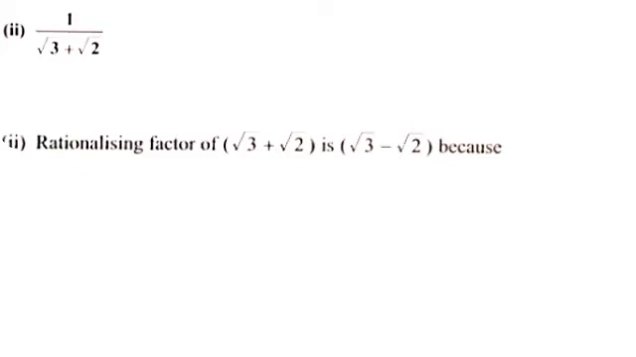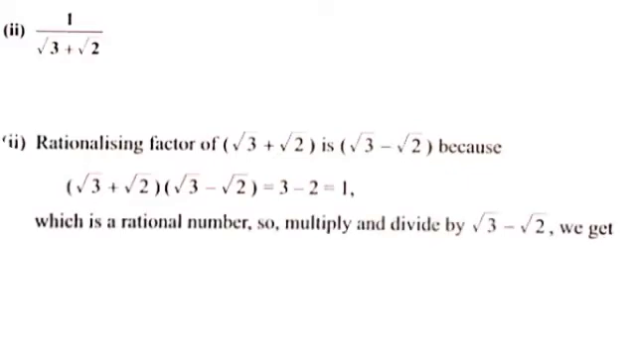Second sum, 1 by square root 3 plus square root 2. The rationalizing factor of square root 3 plus square root 2 is square root 3 minus square root 2, because square root 3 plus square root 2 into square root 3 minus square root 2 is equal to 3 minus 2, which is 1, a rational number. So multiply and divide by square root 3 minus square root 2.